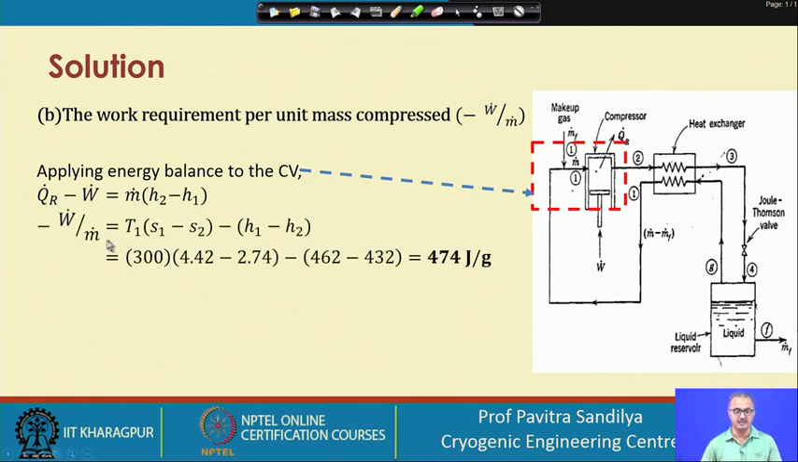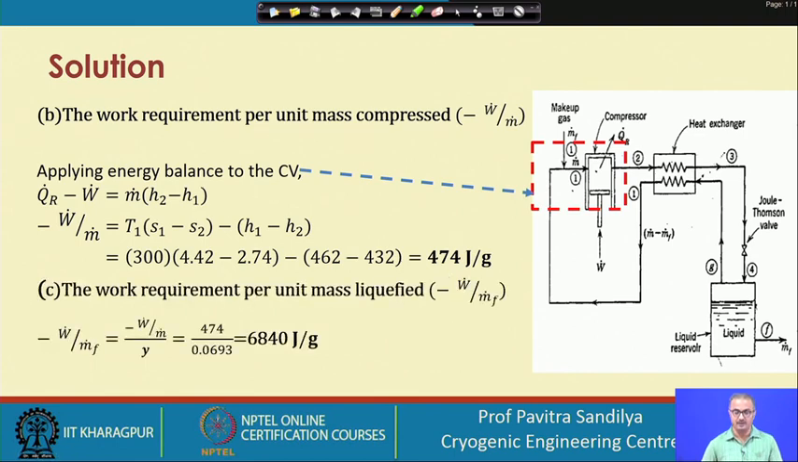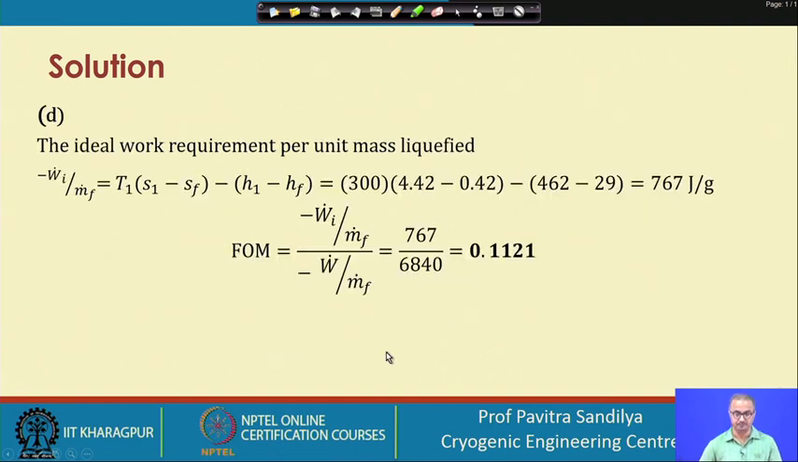Now we see that this is the expression for the work, and we again plug in the values. We find the value of the work done by the compressor, and this is the work done by the compressor per unit mass of the gas compressed. This other one is only for the mass of the gas liquefied, and we find these values. So these are the two values we obtain.